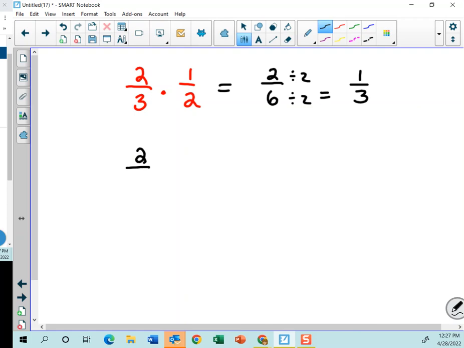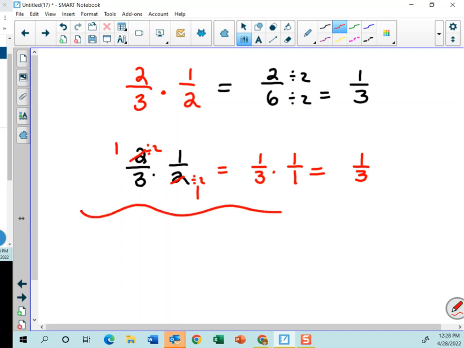Or you can cross reduce or cross cancel, it's been called ahead of time. A 2 and a 2 both have factors of 2, so a 2 into 2 goes one time, so 2 divided by 2 and this divided by 2. So this became 1 over 3 times 1 over 1, and that's another way to get to 1/3. When the numbers are little, it doesn't seem to make a big difference.